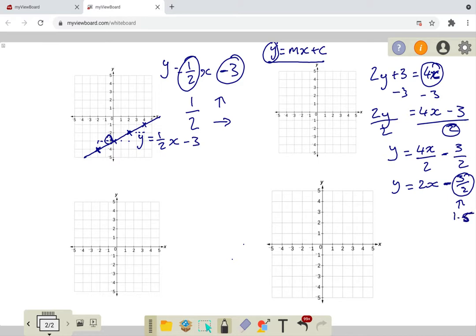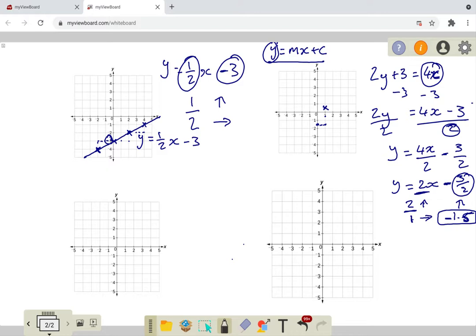Okay, so let's sketch this. First thing I do, I look for negative 1.5 on the y-axis. So minus 1.5 would be here, and I put my point there. I look at the gradient, it's 2. So that means I go 1 across and 2 up. So 1 across and then 2 up. So 1, 2. I end up on 0.5. Okay, same thing again, 1 across, 2 up.